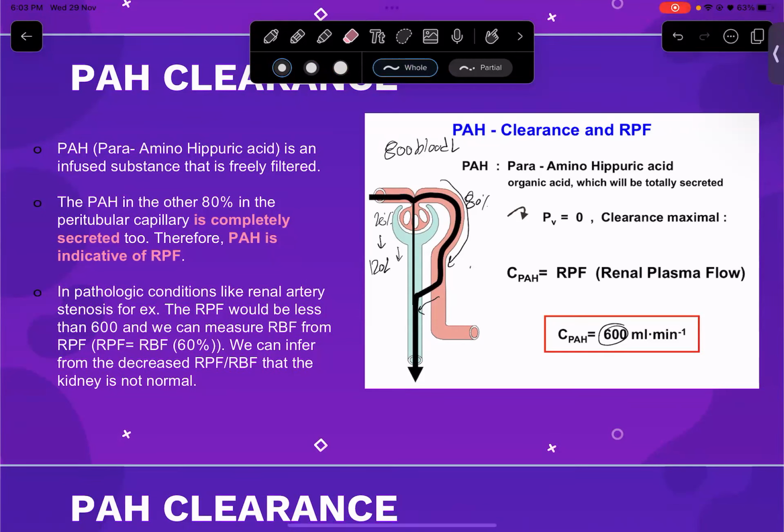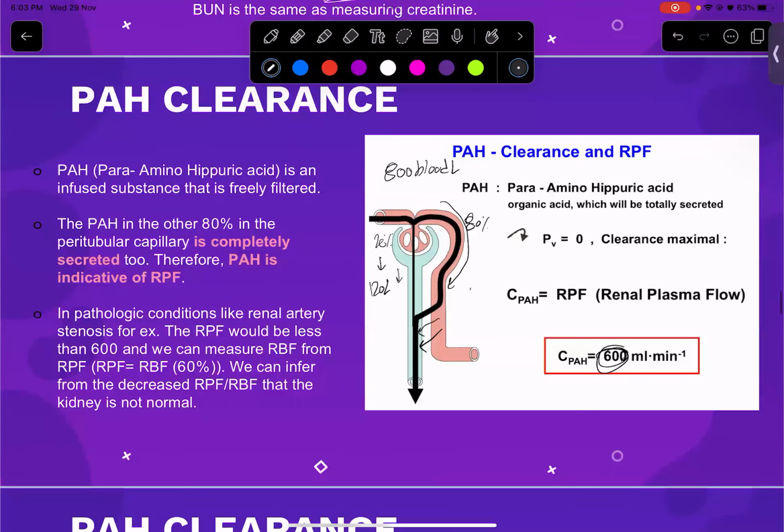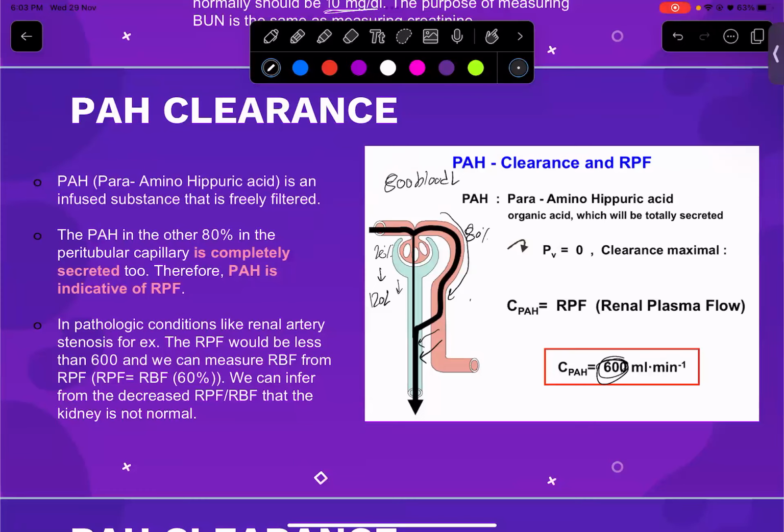The amount that is being filtered passing through, as well as the amount that is being secreted from the peritubular capillaries into the tubular system, is going to add up to the total amount of 600, which basically tells us what the renal plasma flow, the RPF, is. Does that make sense? So all you need to remember is that it's freely filtered, completely secreted, and therefore PAH is indicative of RPF, the things that are in pink.